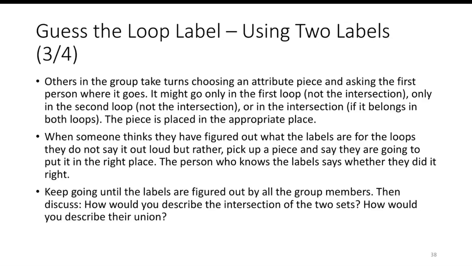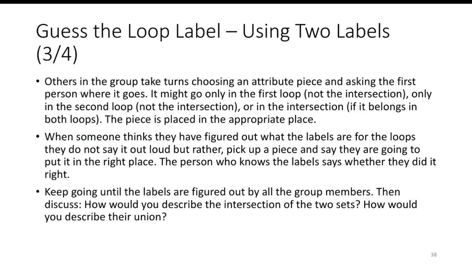Others in the group take turns choosing an attribute piece and asking the first person where it goes. It might go only in the first loop, only in the second loop, or in the middle in the intersection, if it belongs to both loops. The piece is then placed in the appropriate place.